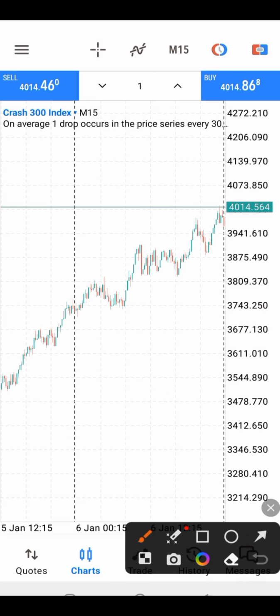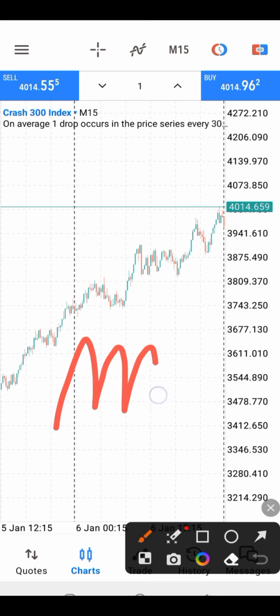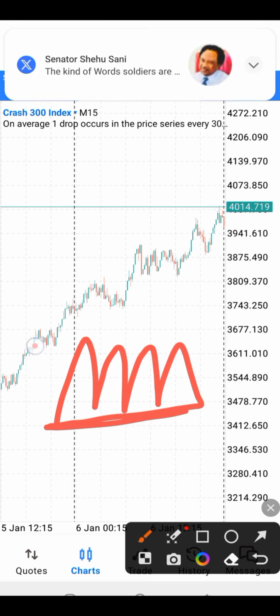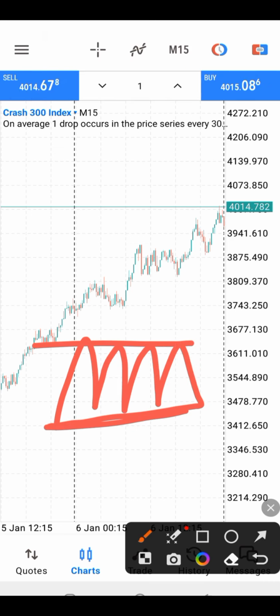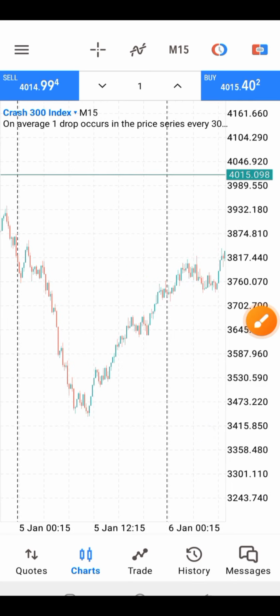So once you notice the consolidation between the buyers and sellers, you will patiently be waiting. You won't join them in this fight. You understand? It's a fight between the buyers and the sellers. You won't join them. What you are waiting for is the winner, to join the winner. You understand? So how do you pick this out on the chart?